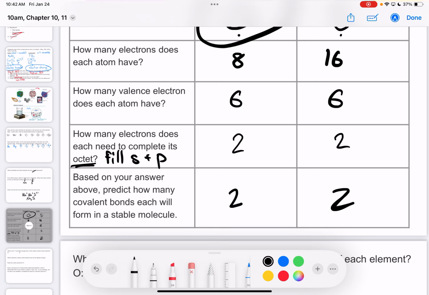So very similar to ionic in the sense that you're trying to fill in those S and P orbitals. It just does it in a slightly different way. Instead of an electron moving from one to the other, we are going to find one that can also fill its orbitals at the same time as it's helping the other atom to fill its orbitals.